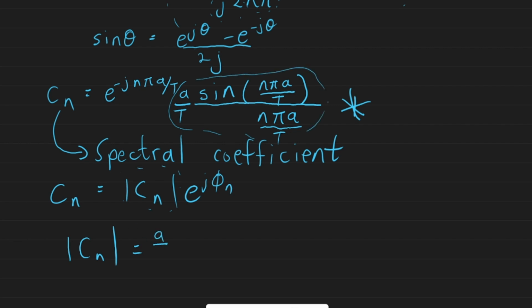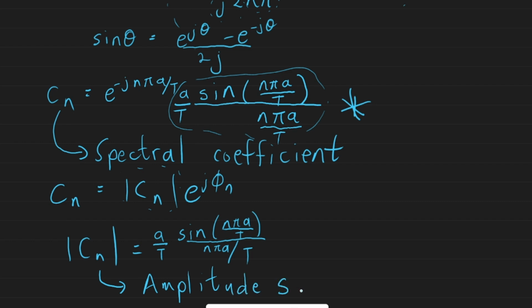That's a over t multiplied by sine of, okay, let's write it like this, sine of n pi a over t divided by n pi a over t. This particular thing is called the amplitude spectrum value.